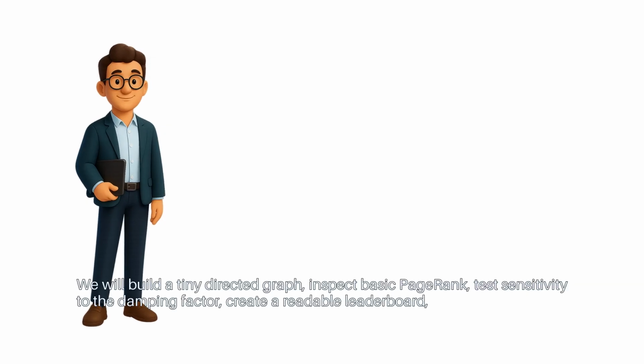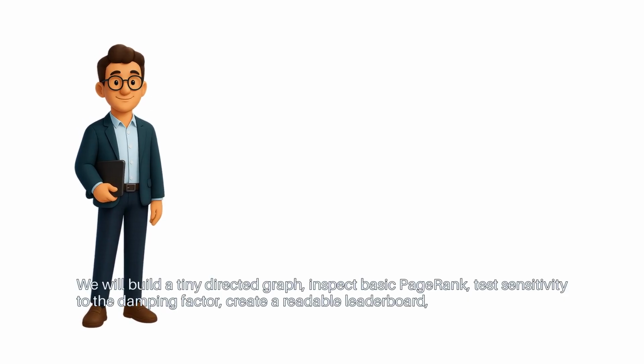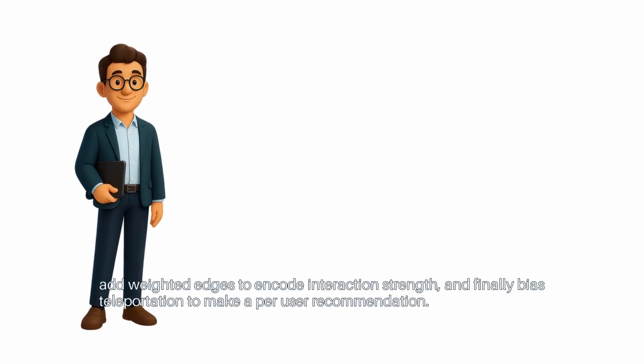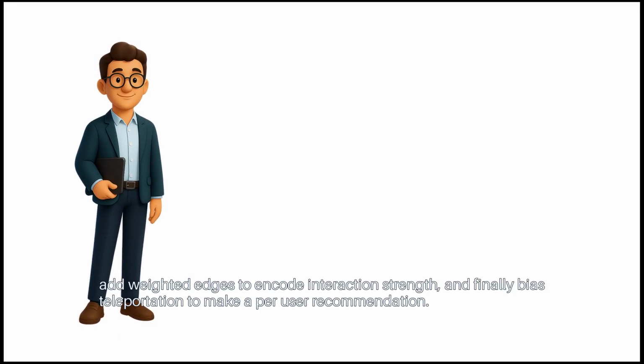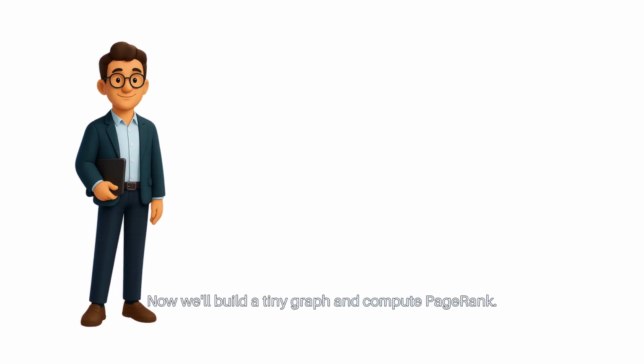We will build a tiny directed graph. Inspect basic PageRank. Test sensitivity to the damping factor. Create a readable leaderboard. Add weighted edges to encode interaction strength. And finally, bias teleportation to make a per-user recommendation. Now we'll build a tiny graph and compute PageRank.